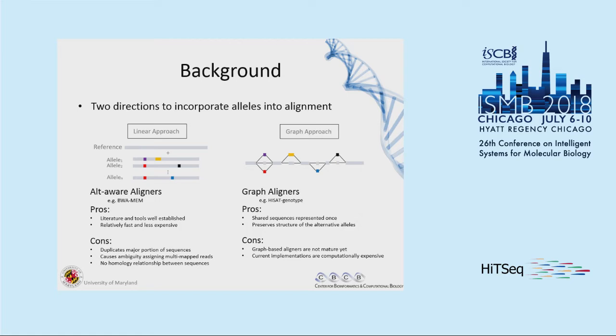The standard approaches we can see now go in two directions. One of them is the linear approach, which is straightforward. Along with the reference, we can just linearly concatenate or combine the alleles from the database, so we can align to the entire set using alt-aware aligners like BWA-MEM. This approach is, as I said, straightforward, and it uses all the current literature that is present in alignment. But the main problem is that there is a significant amount of sequence duplication. These areas are presented many times across the sequences. This can cause ambiguity, as we'll have a lot of multi-mapped reads that add complexity to the task that we are doing.